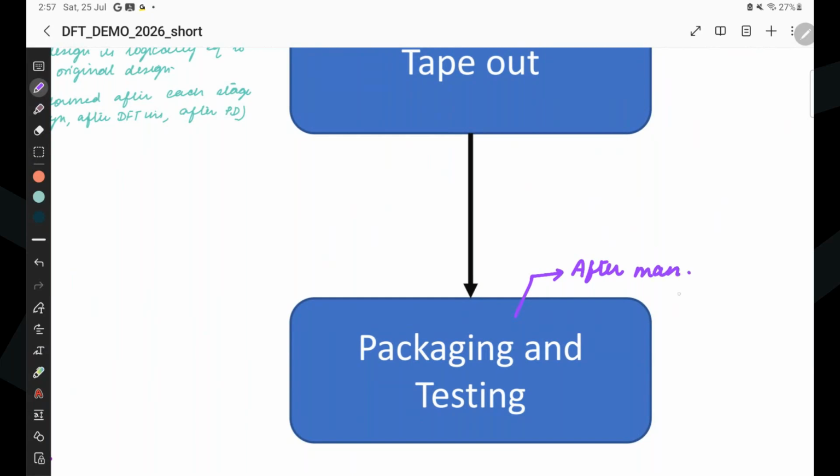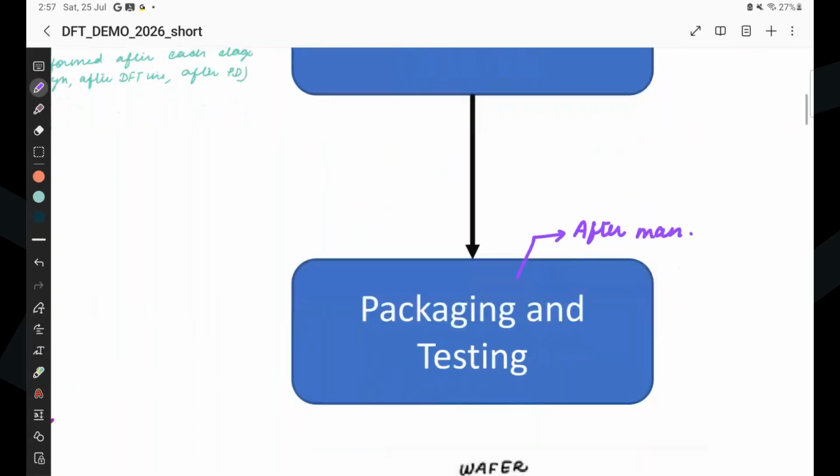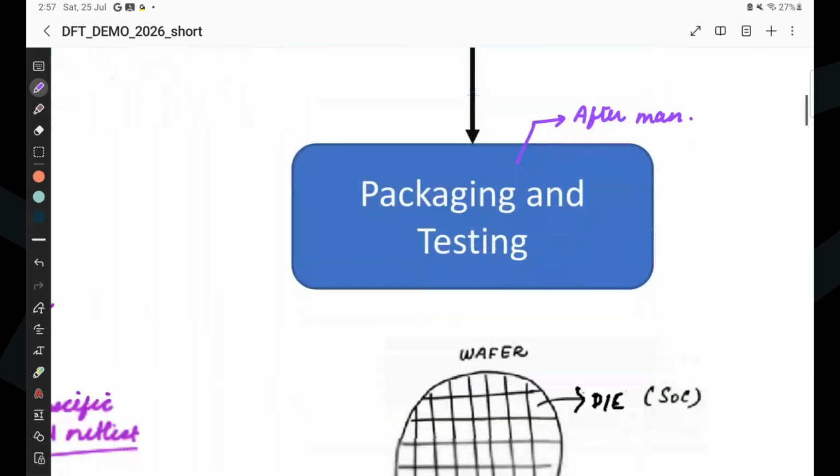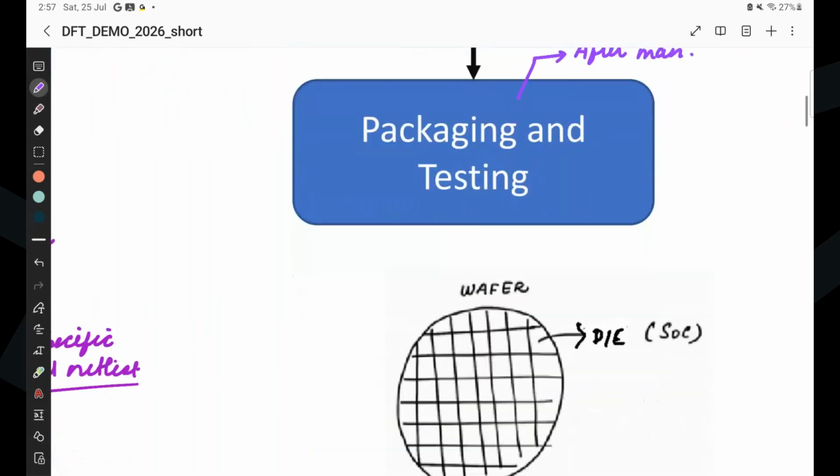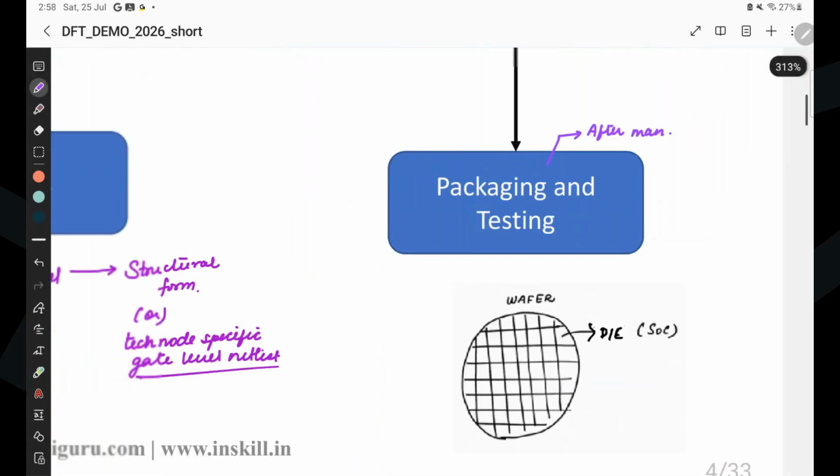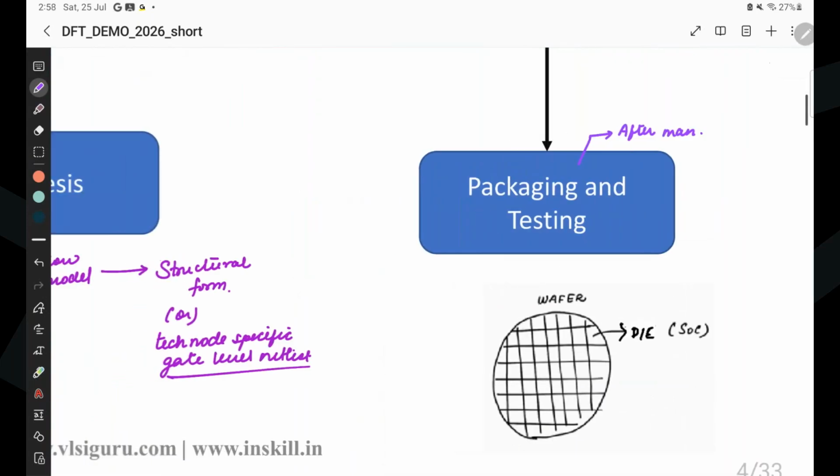Okay, so what is this packaging and testing? Packaging means, if you see this complete circle, it is nothing but a wafer, and each small portion in it is called a die. Covering this die with a protective layer is what is called packaging.